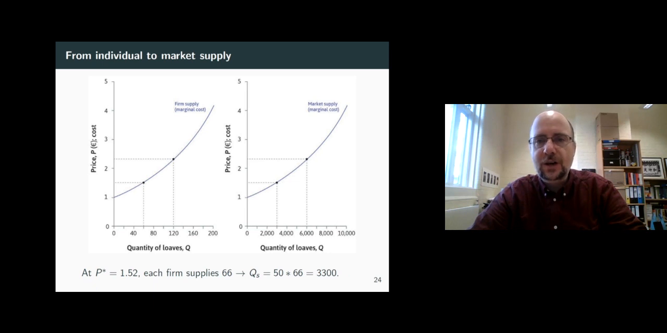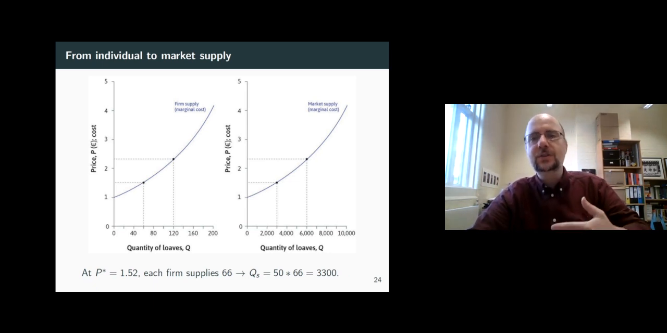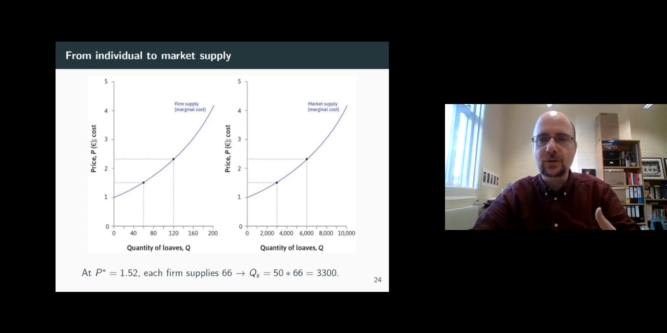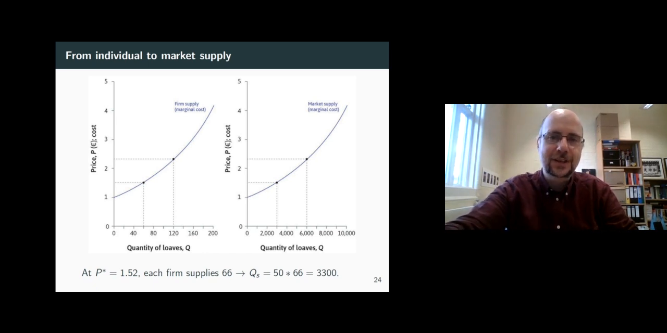Now, if the price goes down, each individual firm responds with a reduction in supply because the lower price covers the marginal cost for a lower level of production. Let's say that at a price of €1.52, each firm will supply 66 loaves of bread. This means the entire market will supply 50 times that quantity, which is 3,300. So this is an exercise in addition and multiplication, really, especially when firms are identical.